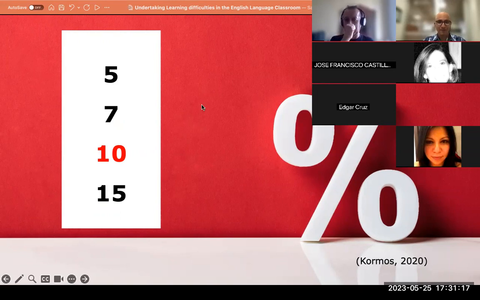1 in 10. Now hold your horses. I'm not saying that everyone will have exactly the same problem. No, I am not saying that. The characteristics are different for every single one of them. Someone who has been diagnosed with dyslexia, that's not the same dyslexia as this other person who has also been diagnosed with dyslexia. We'll talk about that a little bit more later on.